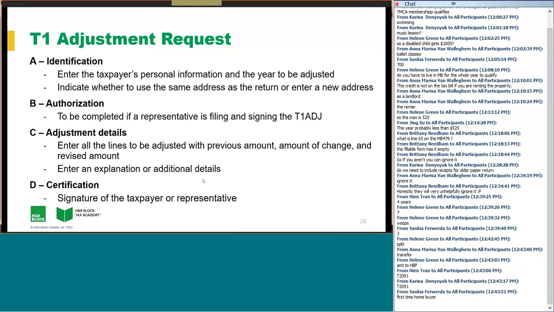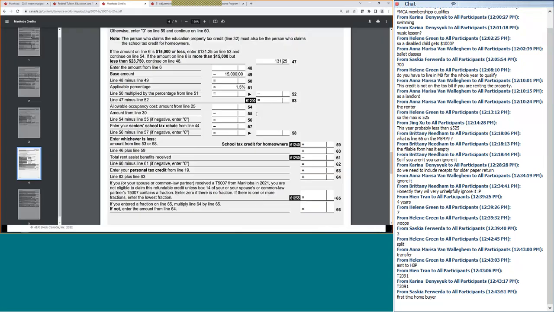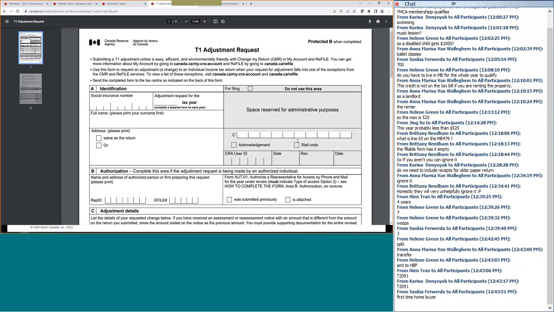And I'm going to show you what that looks like now, because I have one here. So this is a T1 adjustment. I do lots of these. You're going to fill in the social insurance number, and which tax year you're adjusting, because you can adjust multiple tax years. You don't necessarily only have to adjust this tax year.